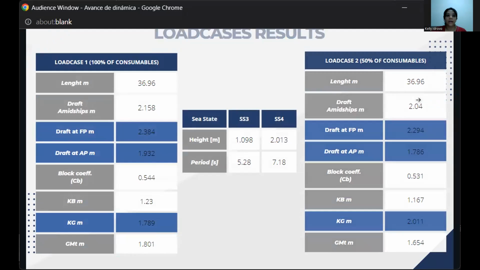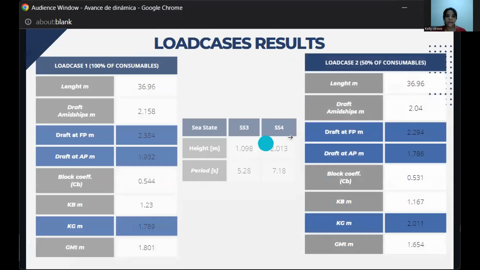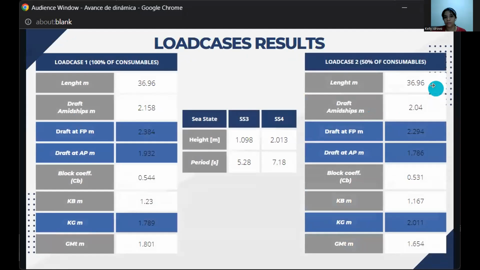Okay, go on. And the sea states we work with are states 2, 3 and 4. Here this is the average height and average period corresponding to each sea state.